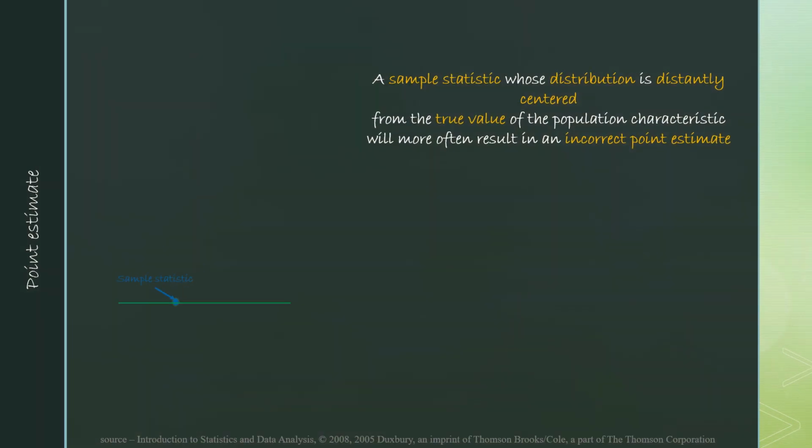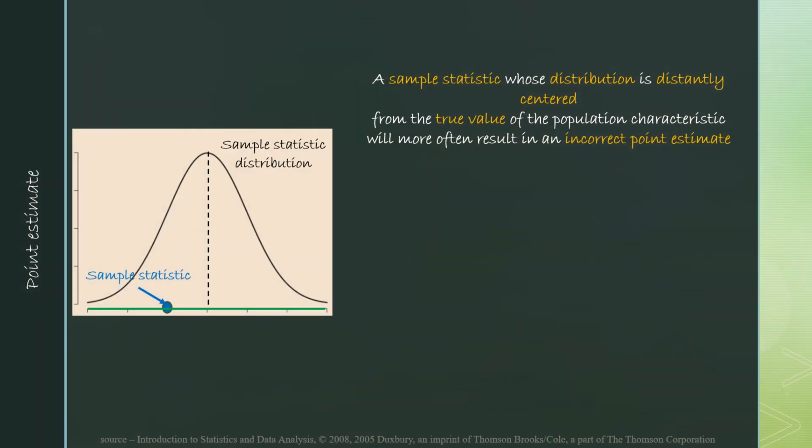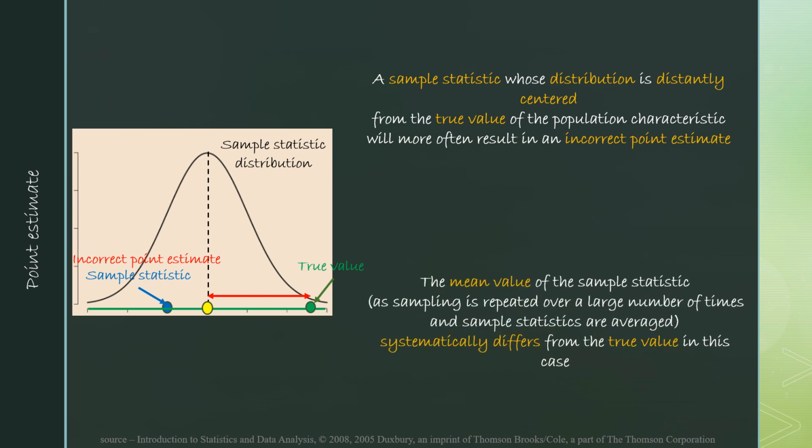A sample statistic whose distribution is distantly centered from the true value of the population characteristic will more often result in an incorrect point estimate. The mean value of the sample statistic, as sampling is repeated over a large number of times and sampling statistics are averaged, systematically differs from the true value in this case. Such a statistic is said to be biased.